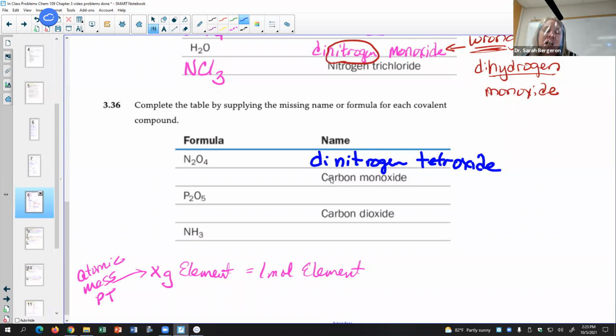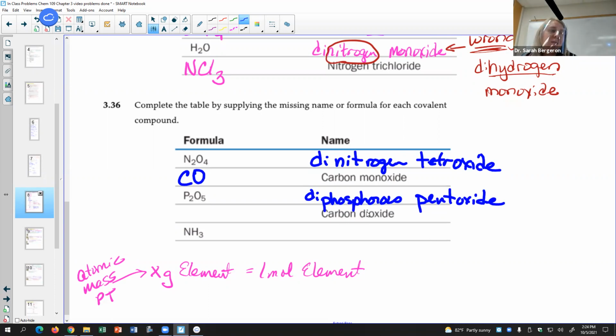Okay. Carbon monoxide. How many carbons do we have? One, but we don't write it. How many oxygens do we have? One. Carbon monoxide. Okay. P2O5. So what are we going to say? The 2 means di. P is phosphorus, and then 5 is, look on your table, penta, but we don't put the vowel because it's oxygen, because it'd be 2 vowels, so it's just pentoxide.